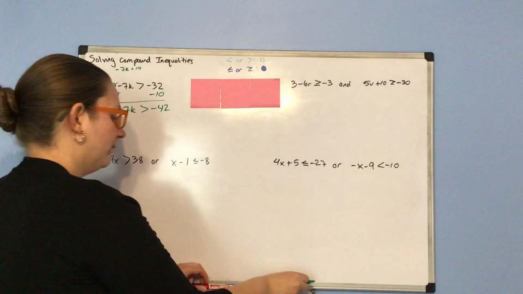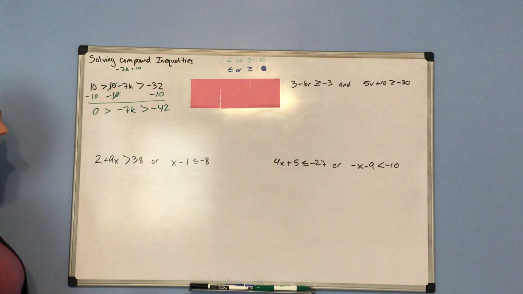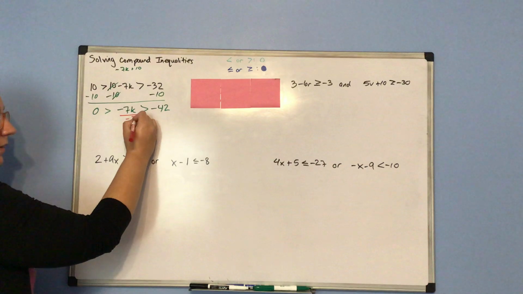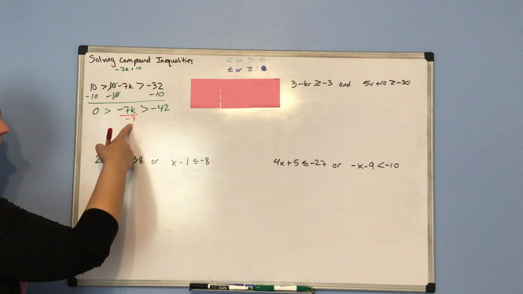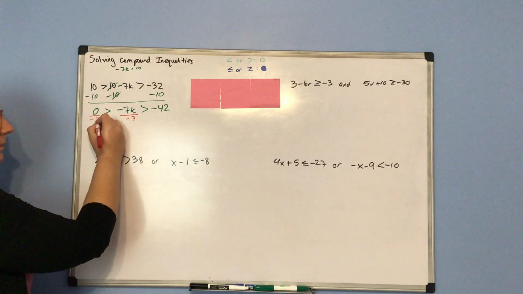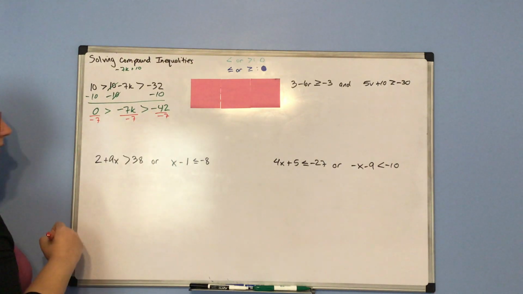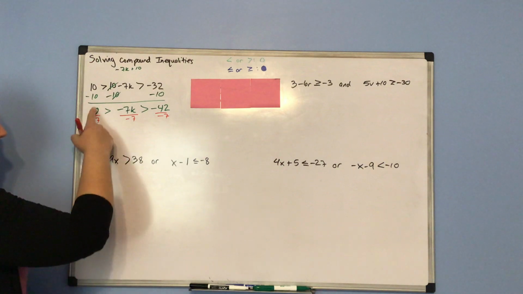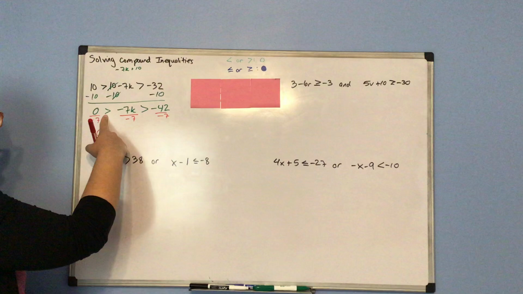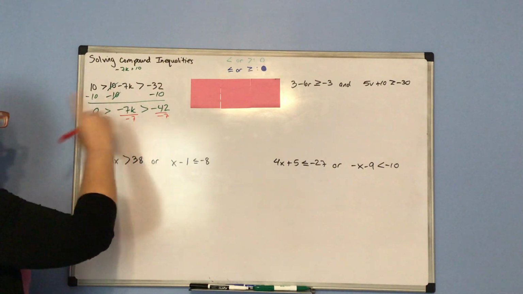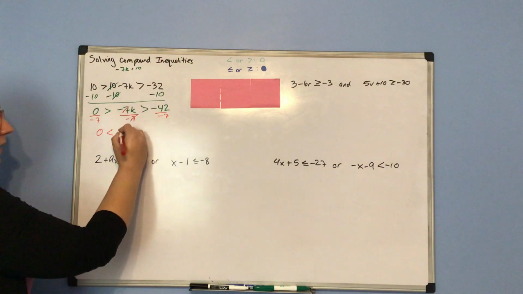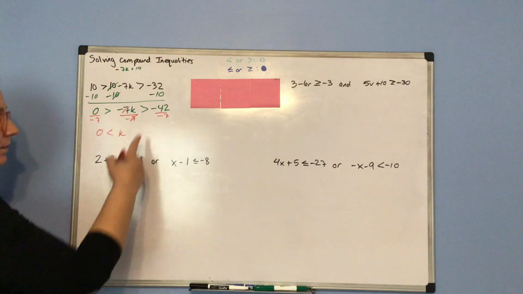We're almost done. Since I want to get k completely by itself, I need to undo that negative 7 times k by dividing by negative 7. Once again, anything I do to one piece of the inequality, I need to do everywhere. And so, final answer, 0 divided by negative 7 is 0. I divided by a negative, so just like before, my inequality sign is going to flip and turn the other way. So now it becomes a less than. I get just k in the middle, which is what I want.